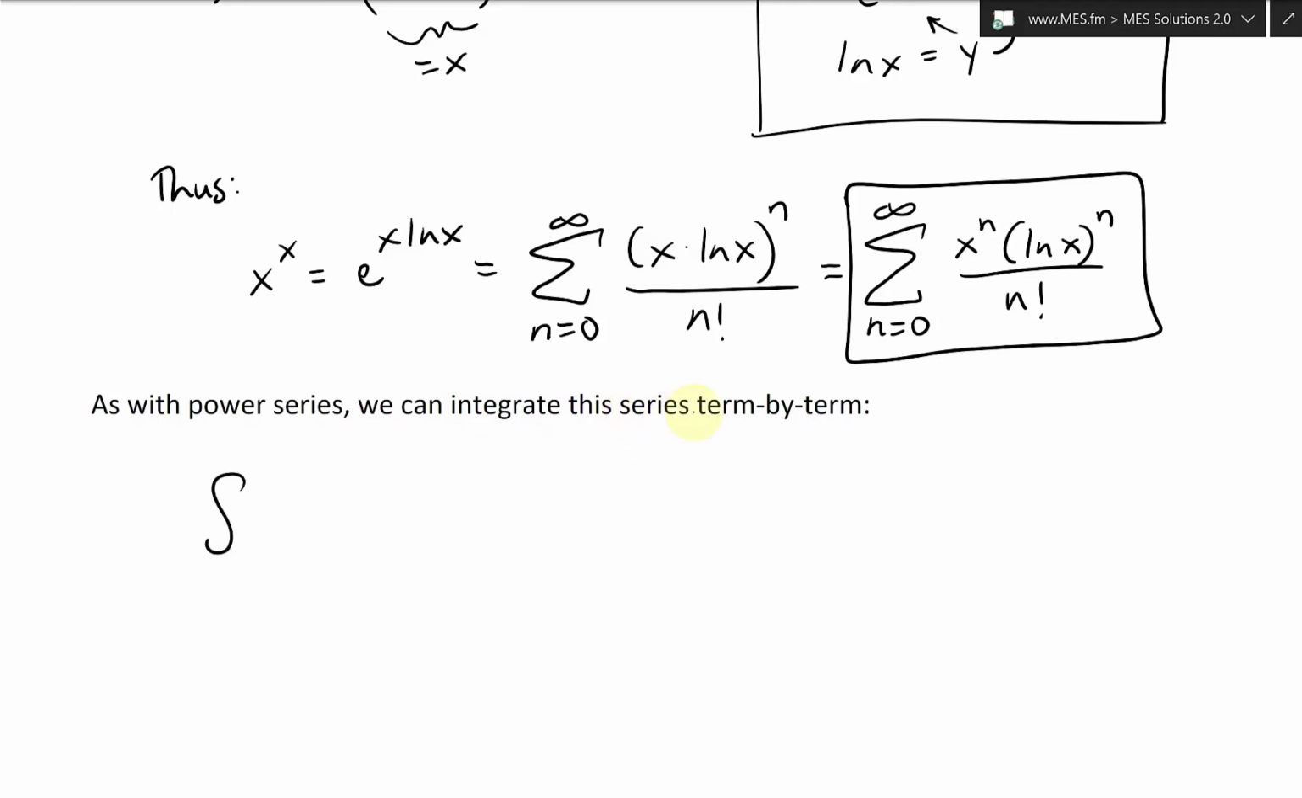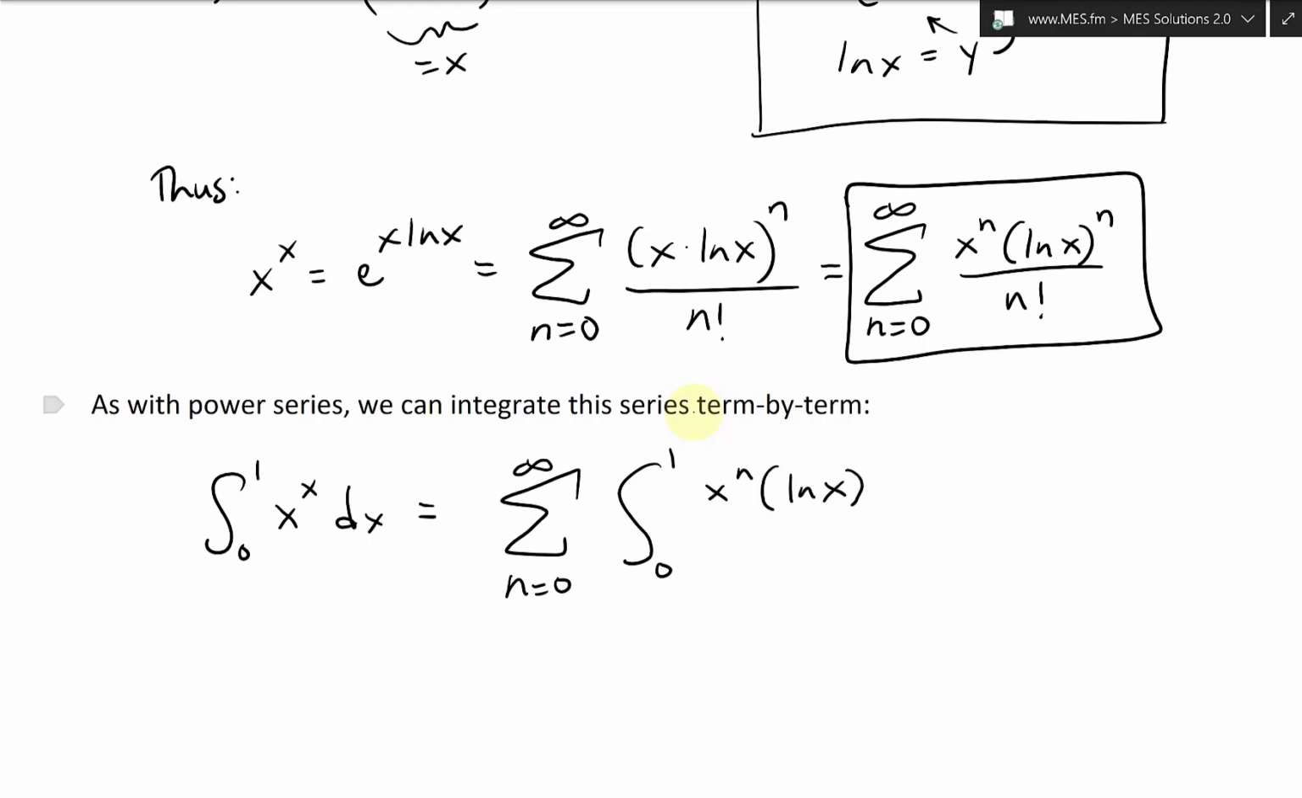In other words, we could take the integral from 0 to 1 of x to the x dx, which is equal to the integral of the inside: the summation from n equals 0 of every single term. In other words, the integral from 0 to 1 of (x ln x)^n over n factorial, dx, like that. So the integral of every single term.